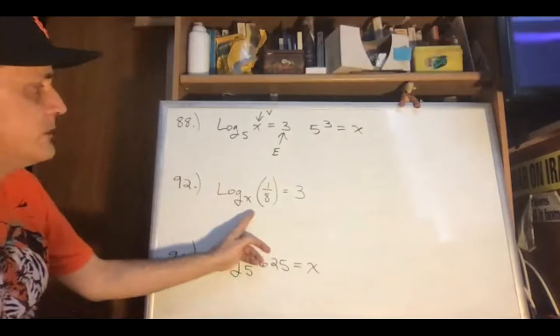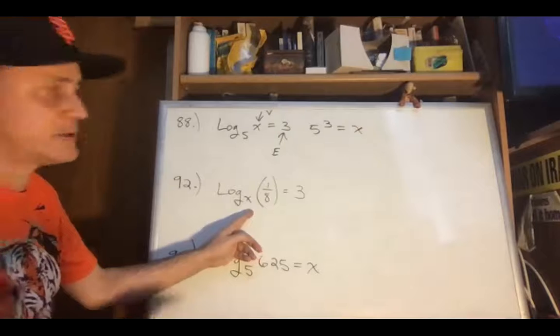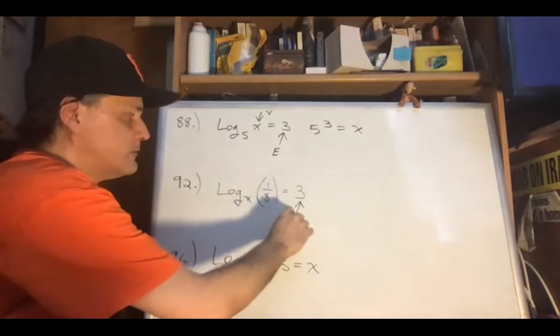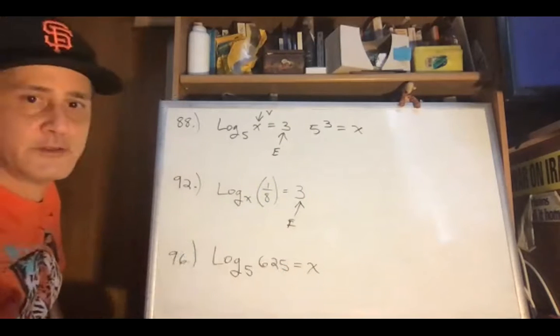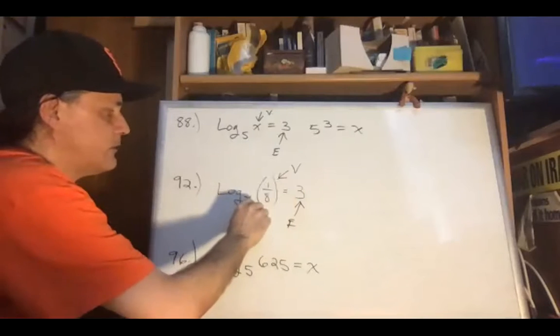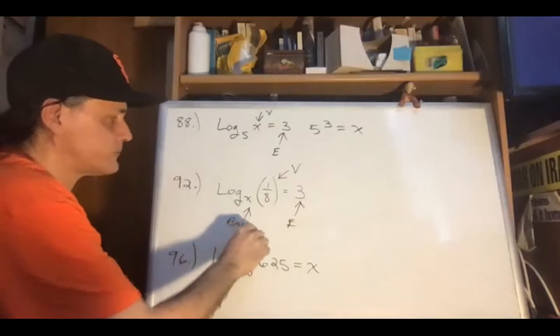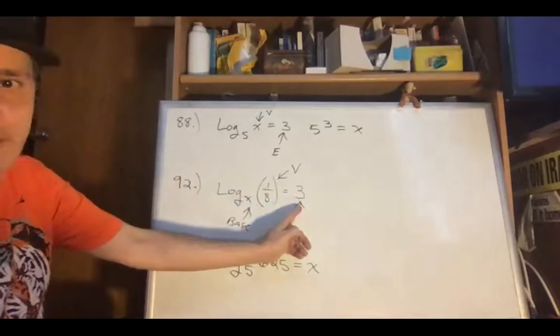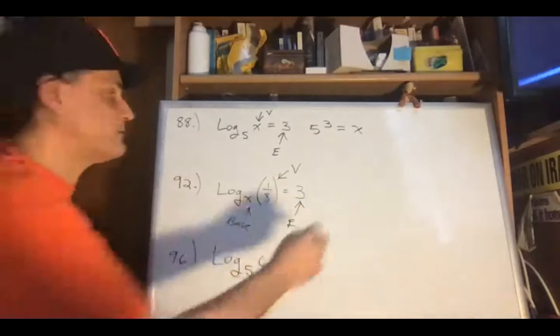All right, and the same thing here, we can rearrange this to the exponential. So we got the log equals 3, so that's the exponent. This 1/8 is the value, and this time we don't know our base. So the base with an exponent of 3 equals 1/8.